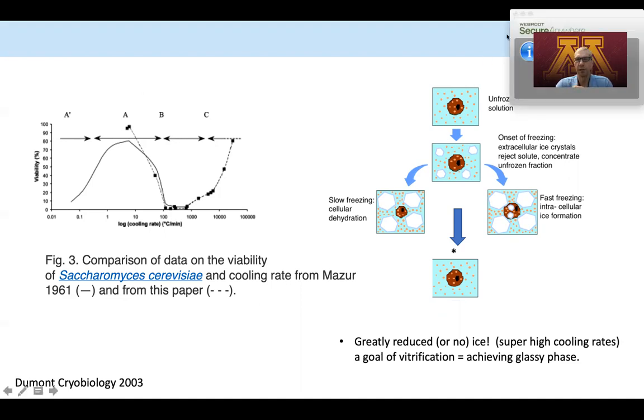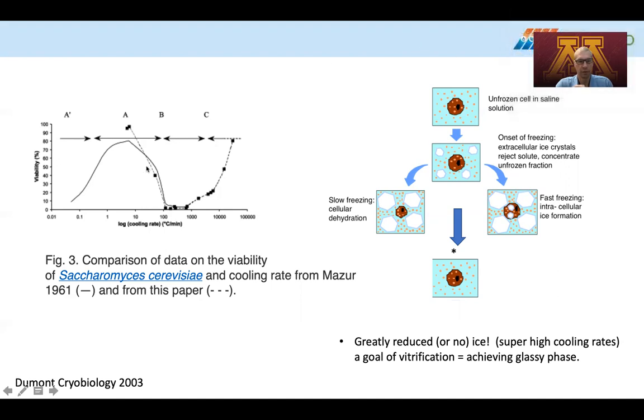In the case of the faster rates that you see over on the right, you have intracellular ice formation, which we talked about before is generally considered a lethal event, except for very specialized cases in attached cells and cells that are attached to one another. But then you see an interesting effect here with Saccharomyces cerevisiae, this yeast, which is that the viability comes back up as the cooling rate continues to increase.